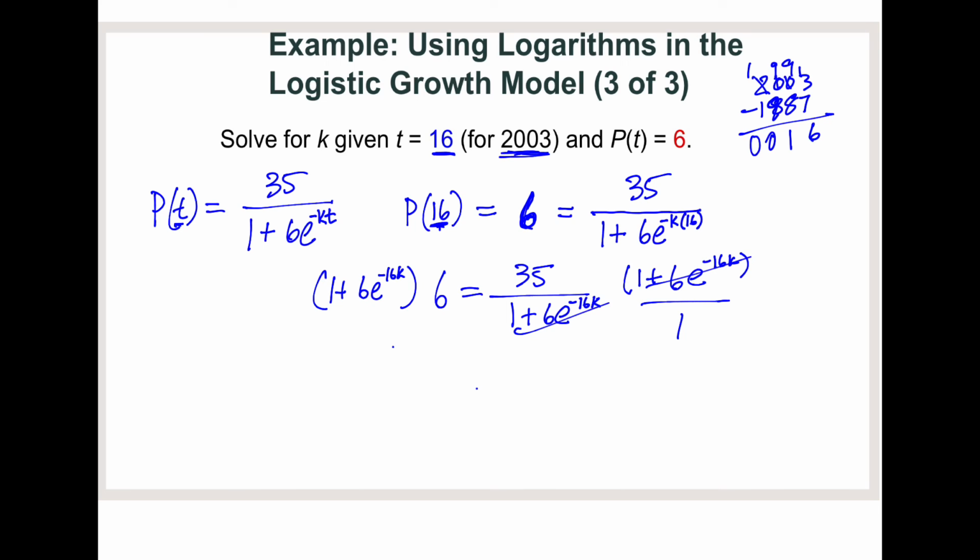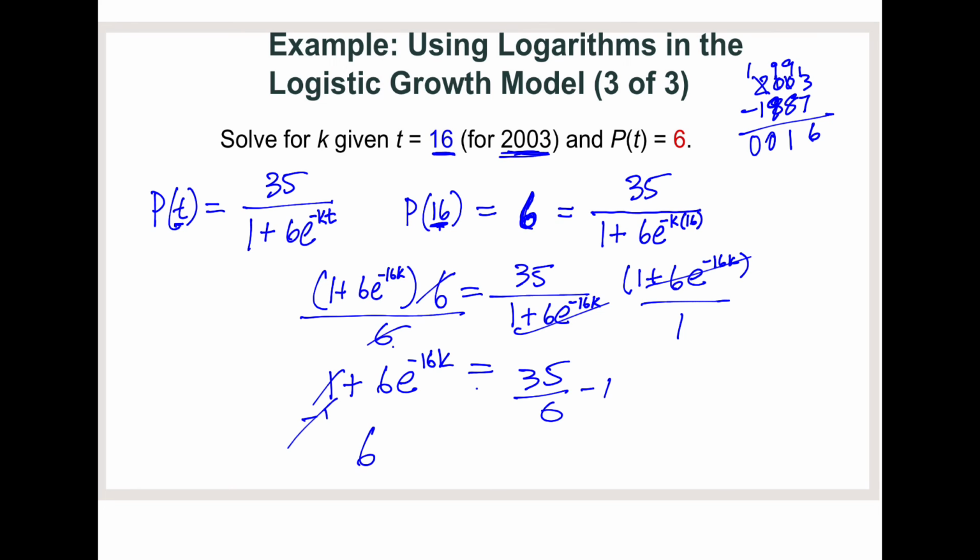And that cancels out over here. I have 35 equals 6 times that. I'm going to divide both sides by 6. So we can just have the 1 plus 6e to the minus 16k, and here we have 35 over 6. I'm going to subtract 1 and get rid of that. So I'm trying to get the e by itself first here.